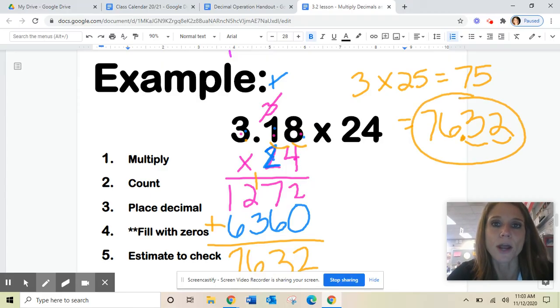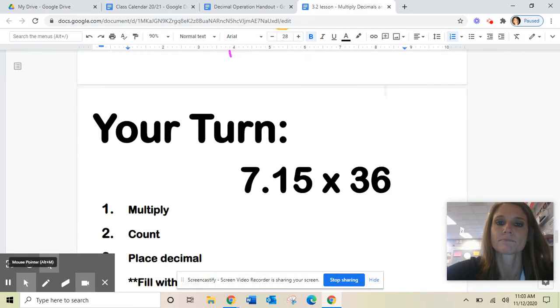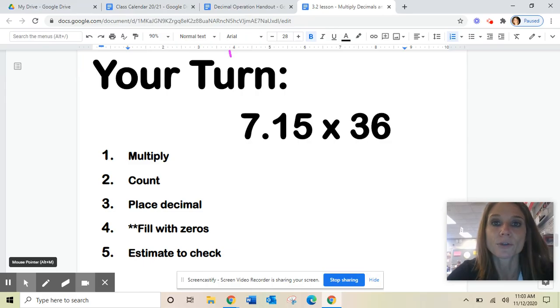We'll give you one to try. We'll pause the video while you solve this question in your notebook. Remember to multiply, count your decimals, place it in your answer, and always use an estimation to check that your answer makes sense.